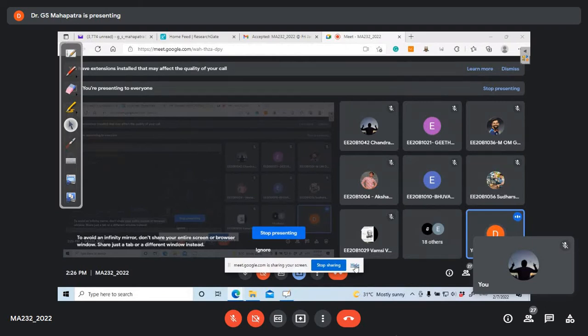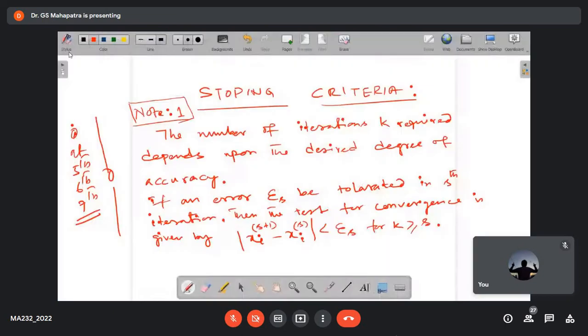Okay, now is it visible now? Screen I have shared. Okay. Stopping criteria. Guys, is it visible? Okay. Stopping criteria. So note 1, note 2, actually as per our discussion.